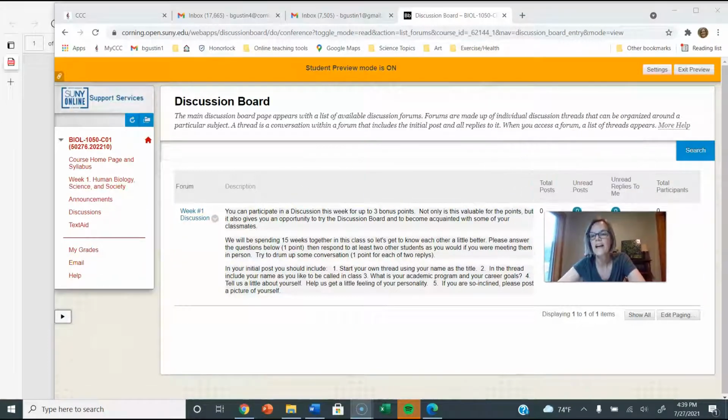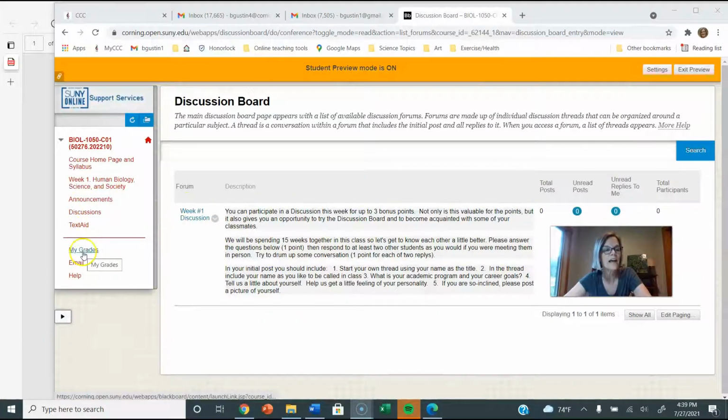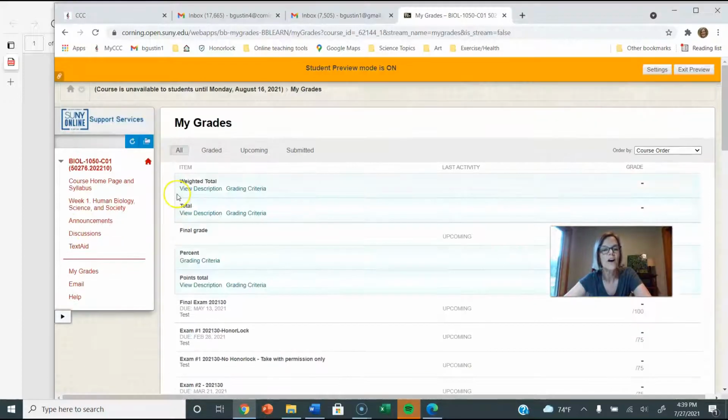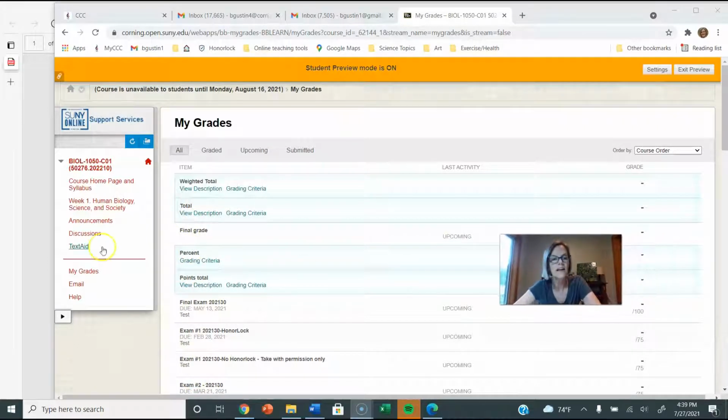The last thing I want to point out right here is you can always look at your grade and see how you're doing. You click on My Grades. All the exams and quizzes that we're going to take will be listed here, as well as a percent, how you're doing so far percentage-wise and total points-wise. So you will be able to know your total average all the time in this class.